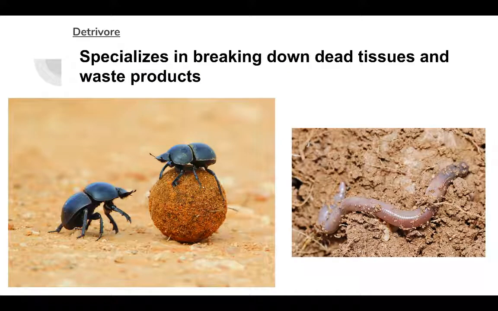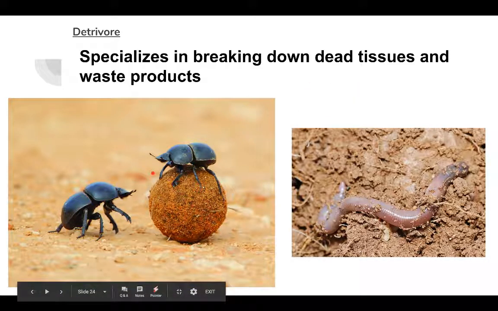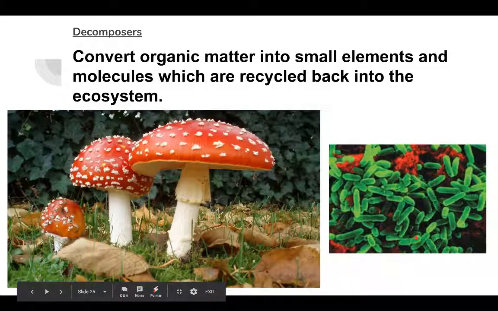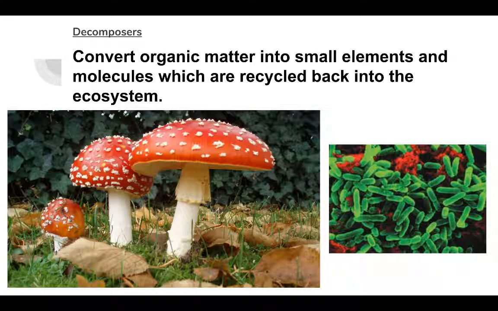A detritivore. This is breaking down dead tissue and waste products. So the dung beetle here on the left is a perfect example. A waste product from an animal. Or you have the worm there breaking down tissue as well. And we can go one step further where we have the decomposers, what the worm or the dung beetle did not break down. The decomposers, like bacteria or mushrooms or a fungus, will recycle it back into the ecosystem, creating nutrients.